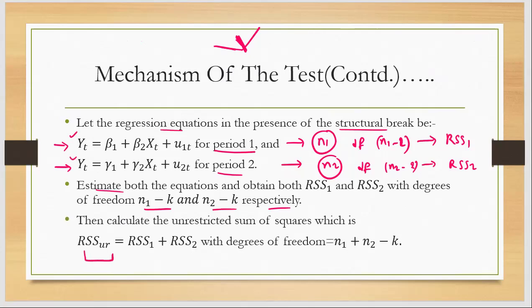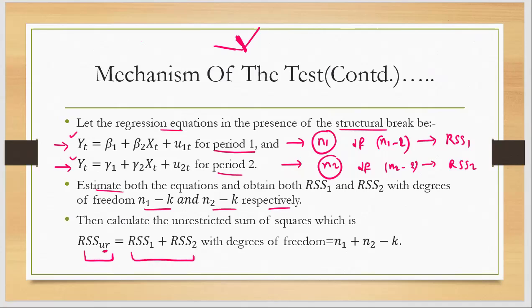Unrestricted means we need two different regression equations. A single regression equation will not do. If you use a single structural equation, that will be the restricted equation. Here, the suffix is unrestricted. Unrestricted means we need two different regression equations, which is the case here. How do you find that out?